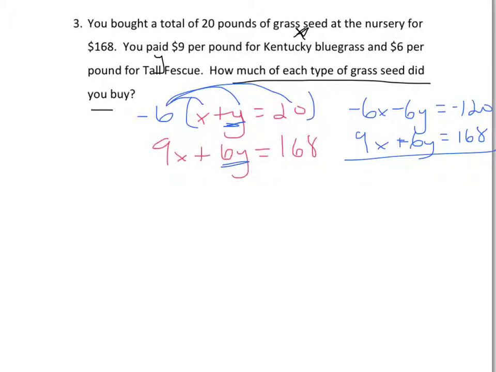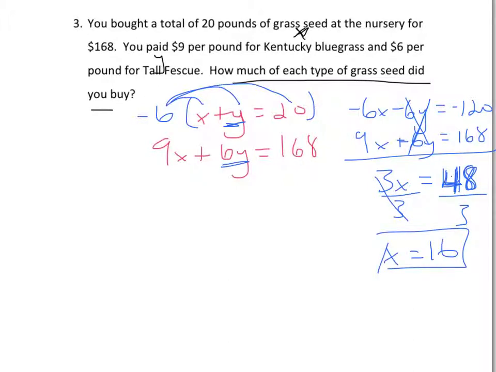Okay, now we add straight down. Negative 6x plus 9x is going to be positive 3x. Our y's, positive 6, negative 6, cancel each other out. And 168 minus 120 is 48. Great. So 3x equals 48. Divide both sides by 3, and x equals 16.